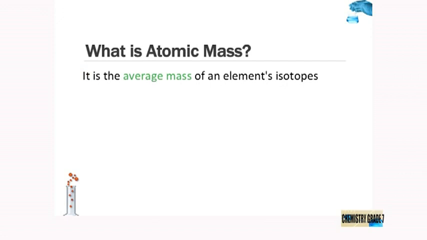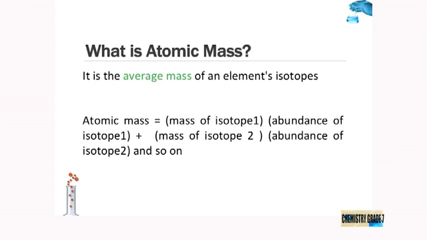When we talk about atomic mass, we often talk about the average mass of all the element's isotopes in the universe. So the atomic mass is equal to the mass of the first isotope multiplied by the abundance of that isotope in the universe. Then we add this to the mass of the next isotope times the abundance of that isotope in the universe.